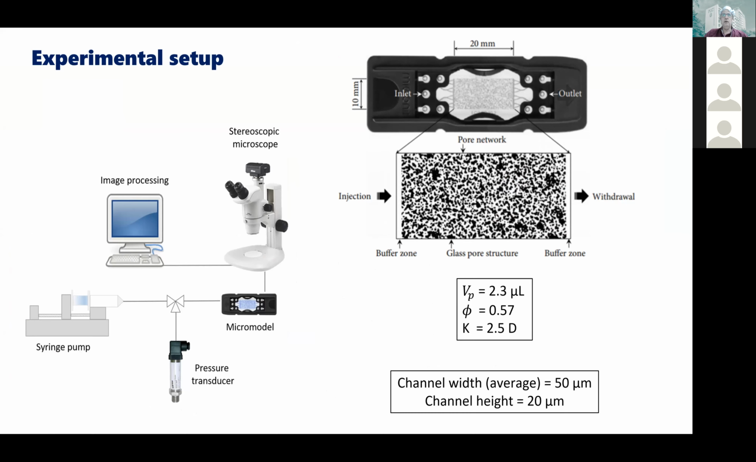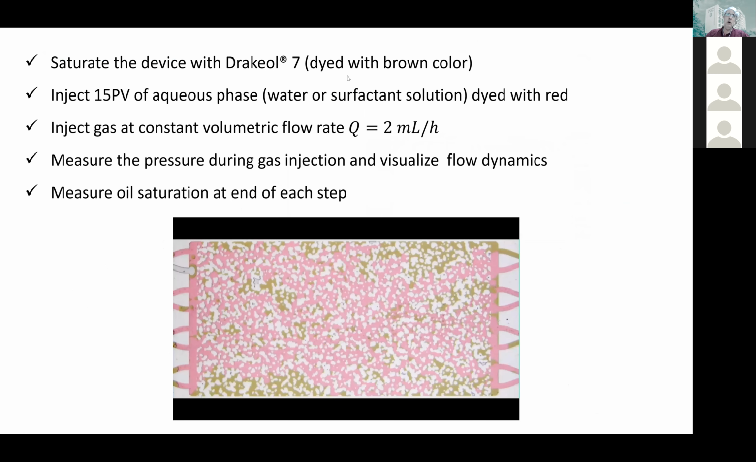So we use a porous media microfluidic device that I'm showing here. We saturate this porous media with oil and then inject water and water with surfactant. So it's a surfactant solution. And then we inject gas behind that. So this is the end of the water injection process. I'll just show a movie here to highlight some of the important points. So water is this pink phase and oil is this brownish phase. You can see that the water displaced the oil.